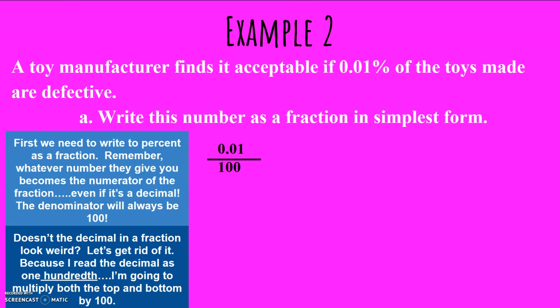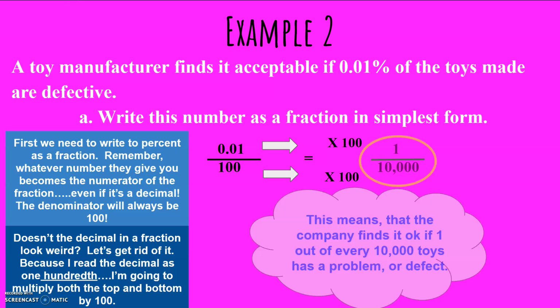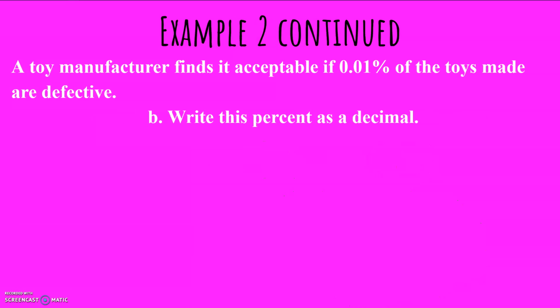Well, the decimal in the fraction does look a little weird, so let's get rid of it. Because I read the decimal as 1/100th, I'm going to multiply both the top and bottom by 100. That'll get us 1 over 10,000, and that gets rid of the decimal. This means that the company finds it okay if 1 out of every 10,000 toys has a problem or a defect. It's a very small number of acceptable defects.